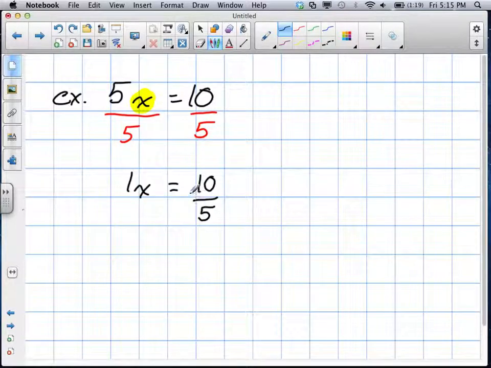Focus on this part to start. 1 times x, well, what's 1 times anything? If I do 5 times 1, what do I get? 5. Itself. Yeah, itself. So if I do x times 1, I get x. And what is 10 divided by 5? 2. Good.